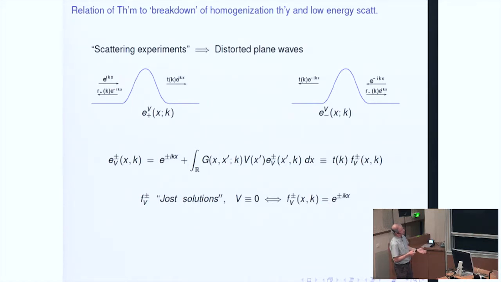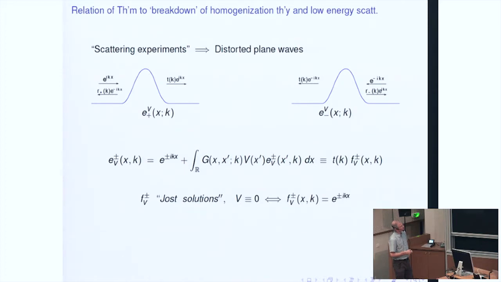So since it's spatially localized, it'll be free sufficiently far to the left and sufficiently far to the right, so you get reflection and transmission from the left into the right. Associated with these incoming conditions at minus infinity or plus infinity are the so-called distorted plane waves. And distorted plane waves satisfy an integral equation. This is just the free Green's function. In one dimension, it's essentially e to the ik(x minus x prime).